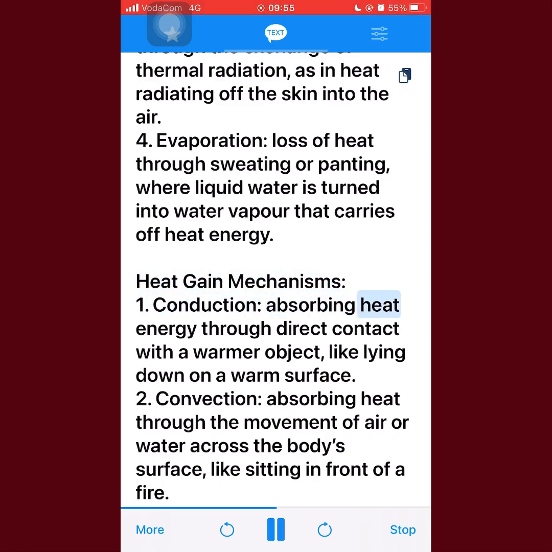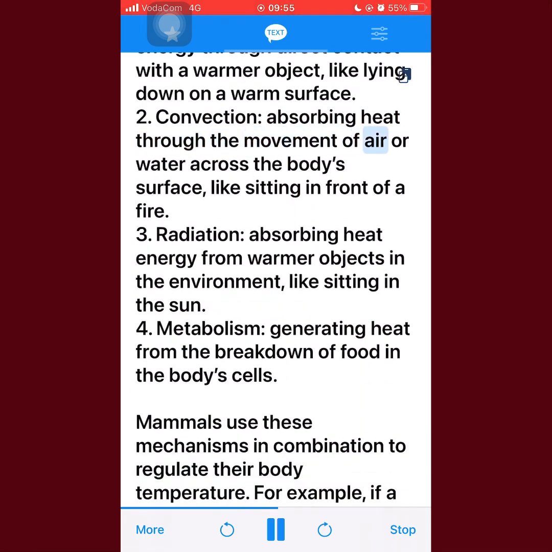1. Conduction: absorbing heat energy through direct contact with a warmer object, like lying down on a warm surface. 2. Convection: absorbing heat through the movement of air or water across the body's surface, like sitting in front of a fire. 3. Radiation: absorbing heat energy from warmer objects in the environment, like sitting in the sun. 4. Metabolism: generating heat from the breakdown of food in the body cells.